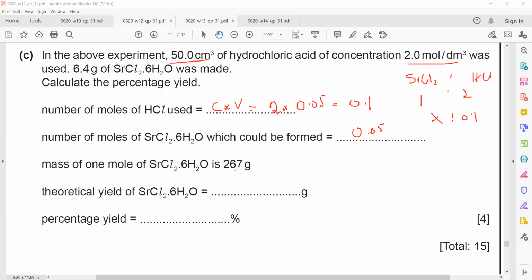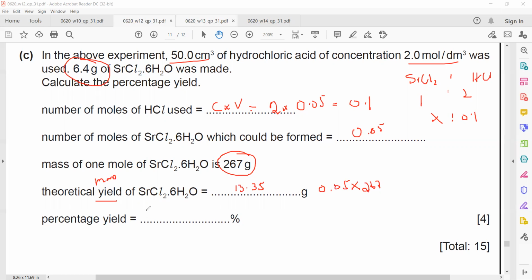Mass of 1 mole of strontium chloride is 267. Theoretical yield. So theoretically, how much will we get, or yield, or mass in gram? So moles multiplied by molar mass, which is 267. When you multiply, you will get 13.35 gram. So practically you're getting 6.4, but theoretically you're getting 13.35.